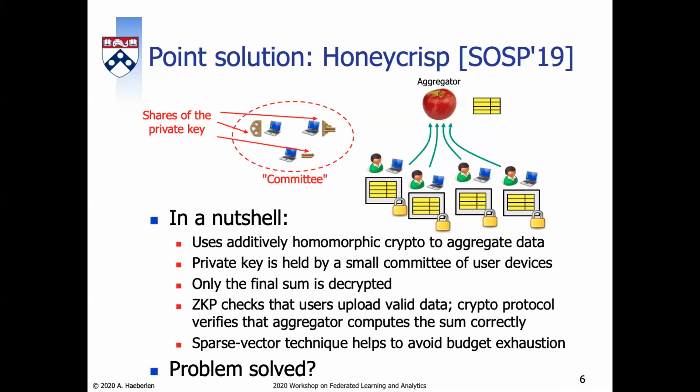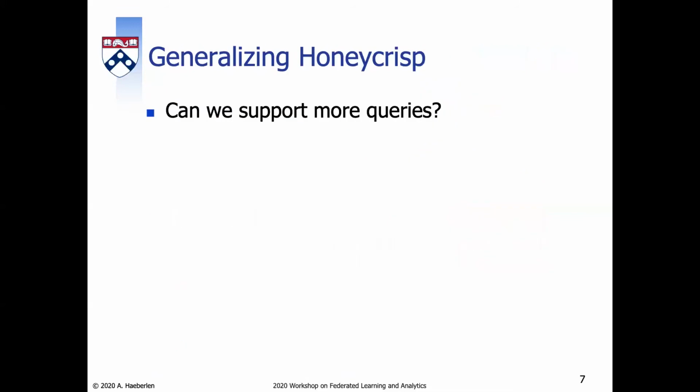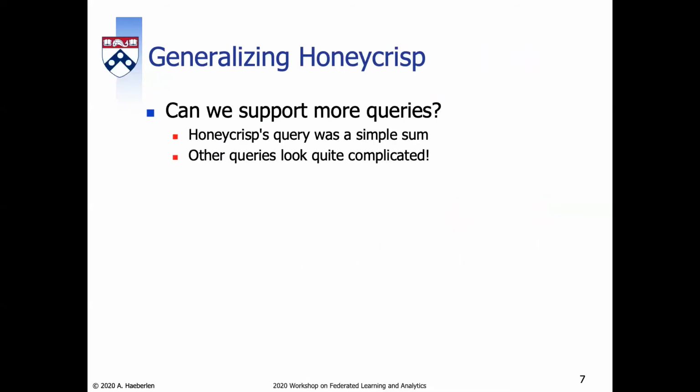So you might ask, well, did we solve the problem? And the answer is no. We solved the problem for one query. And that happens to be a query that has some practical interest, the kind of query that, for instance, iOS is using. But there are lots of other queries that you might want to ask. And so this is really just the beginning of a solution. So we have been working on generalizing Honeycrisp to support more queries. And the question is, how can we really do that?